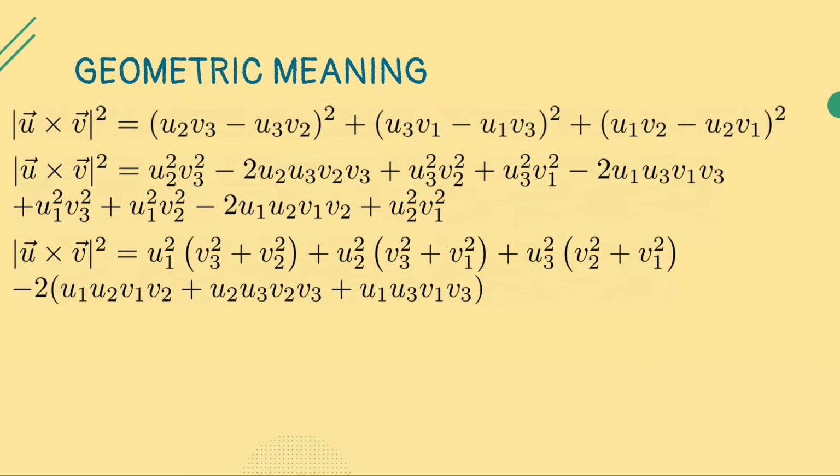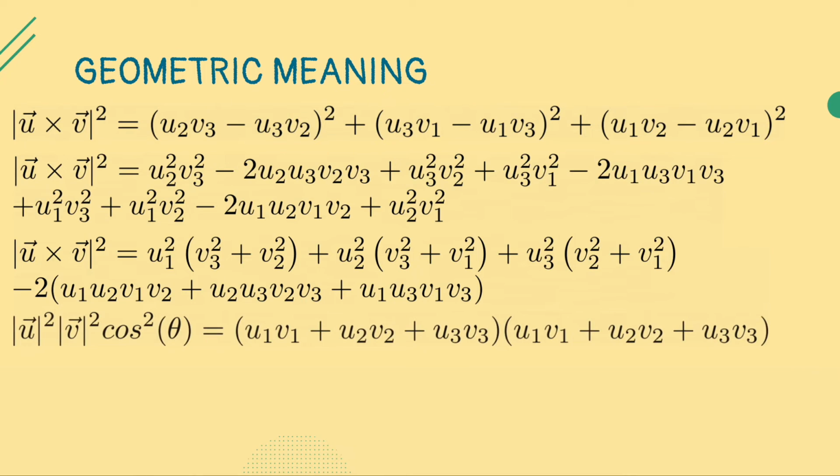Now that's a mouthful, right? You'll notice that there are a couple of things that I can work with here. If I look at just the terms that have squares in them right now, I can group them together, and it looks like I can take out a u1 squared from two terms to end up with v3 squared plus v2 squared. I can take out a u2 squared from two terms to end up with u2 squared times v3 squared plus v1 squared. I can take out a u3 squared from a couple of terms and end up with just v2 squared plus v1 squared, and then factor a -2 out of the remaining terms to arrive here.